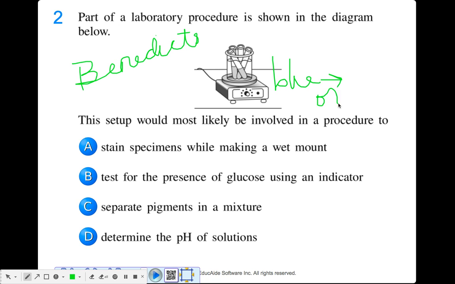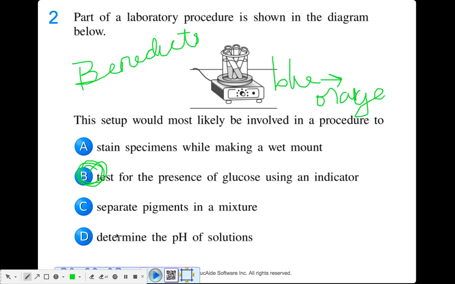this is not easy to write, but I'm just trying. All right, blue to orange. Wow, that's really bad. If they contained glucose. So stained specimens while making a wet mount. No, you guys know what that is. Separate pigments in a mixture. We haven't done that yet. Determine pH of solutions. Nope. This is what we do to measure glucose.